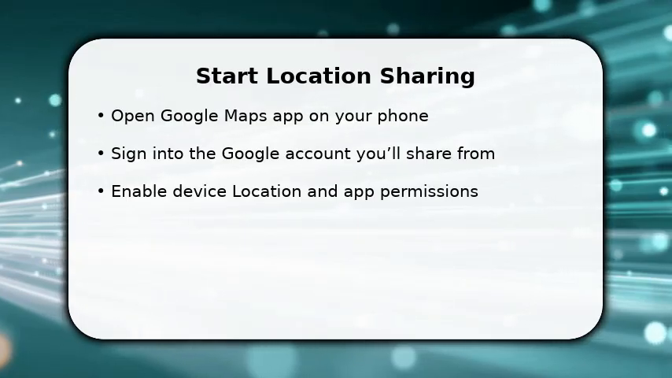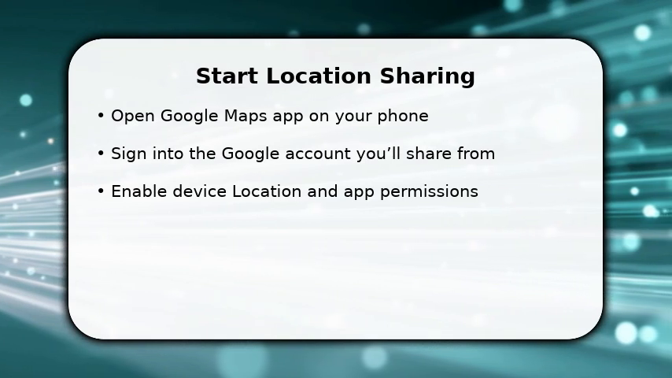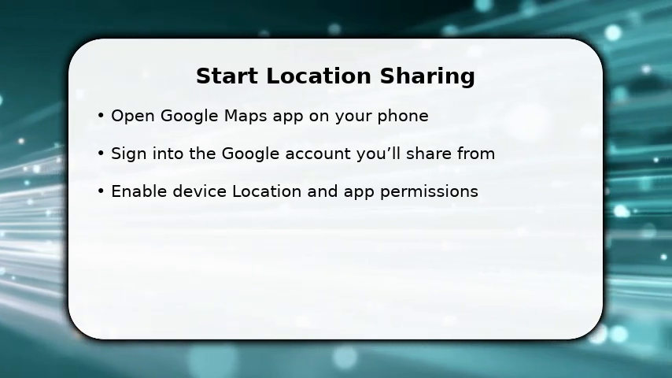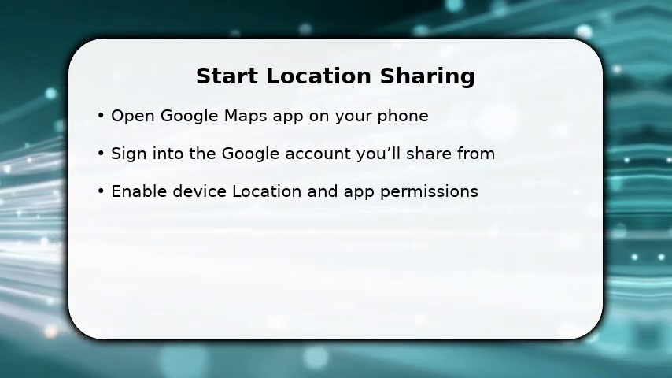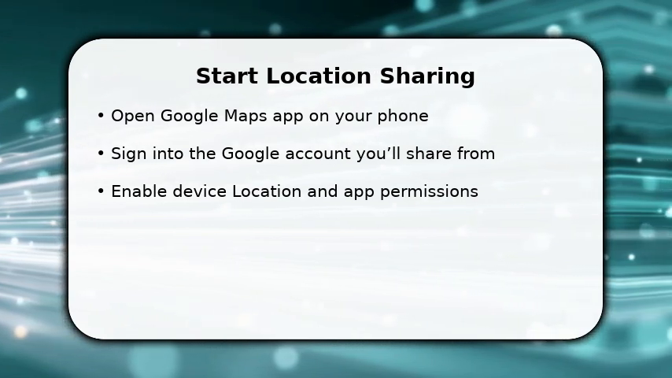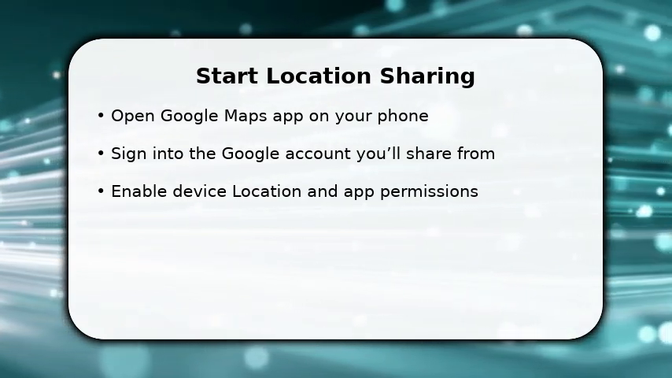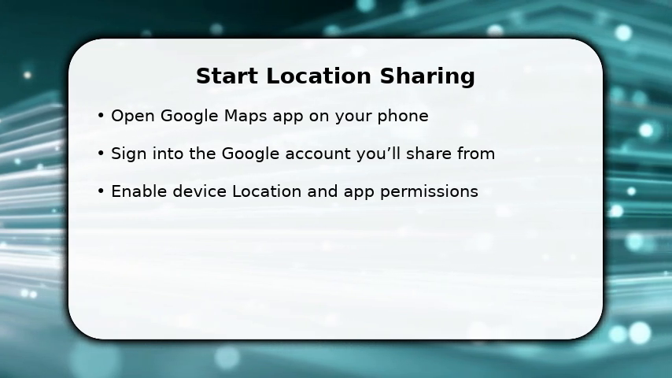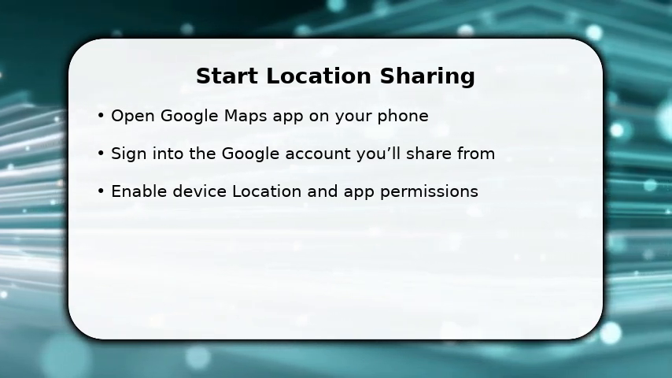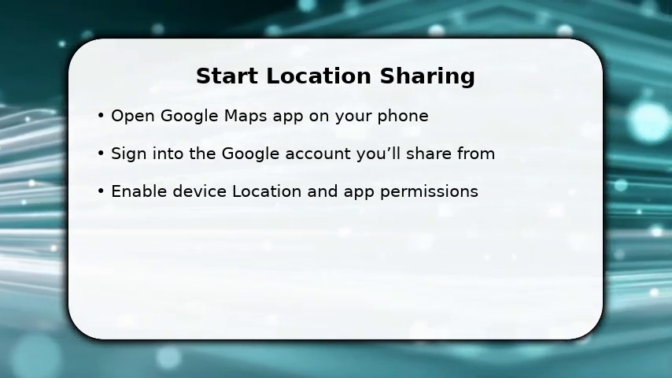You begin by opening Google Maps and signing into the Google account you want to share from. Tap your profile, then location sharing. This is the only way through Google's built-in feature. Grant Maps location permission and background access so sharing remains active. Once done, tap Share Location and choose who to share with.